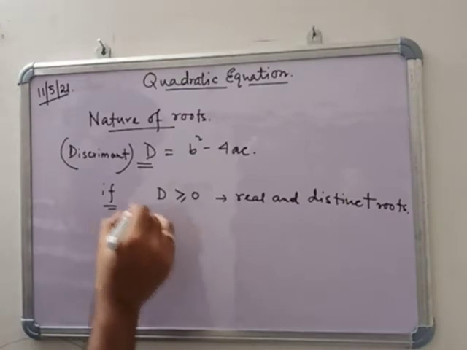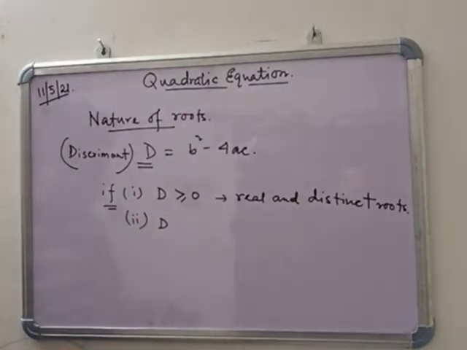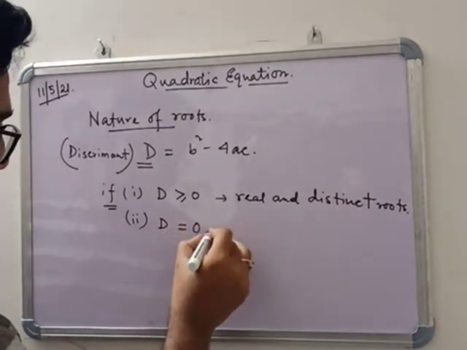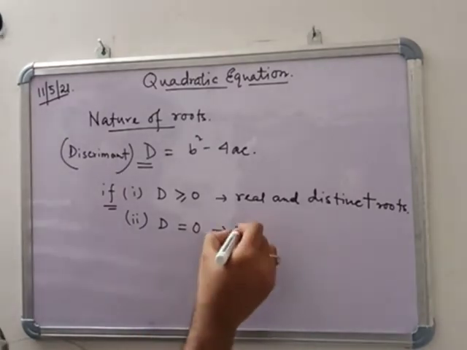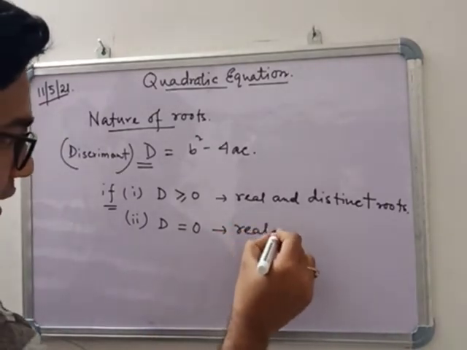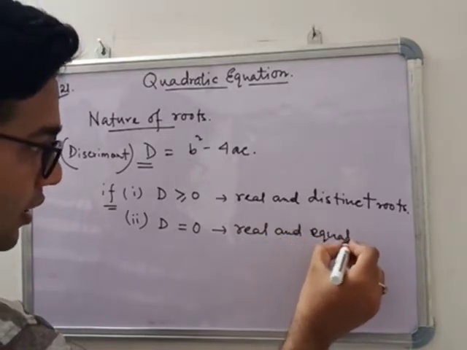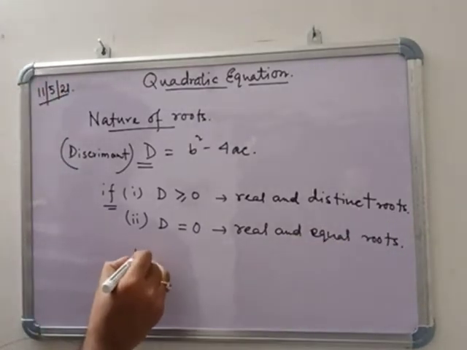Case 2: if D equals 0, that means real and equal roots.